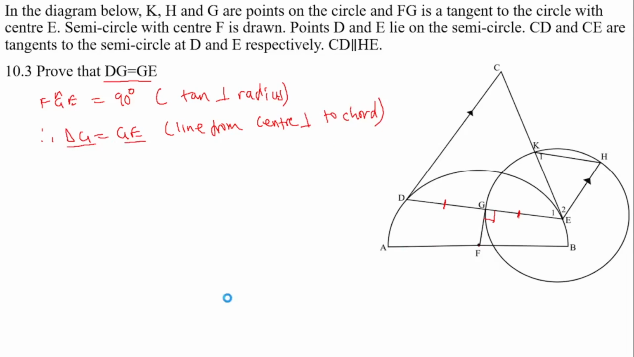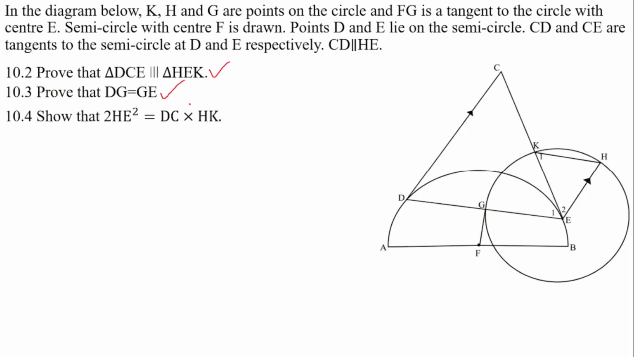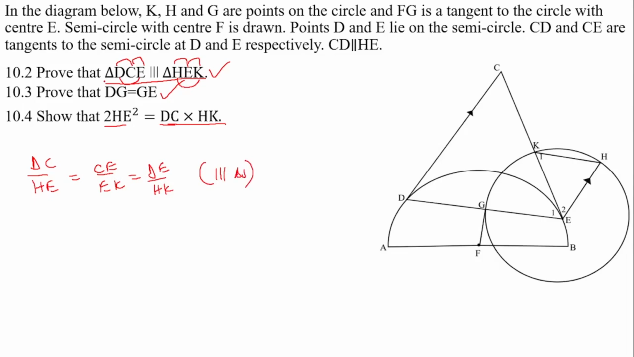Okay, let's do the last part. All right, we've managed to prove this. So now it says show that 2HE squared is equal to DC times HK. Right, from this statement, what can we say? DC over HE is equal to CE over EK, and then DE over HK, right? And then the reason you can write similar triangles. Okay, or you can write this statement as it is, like this.